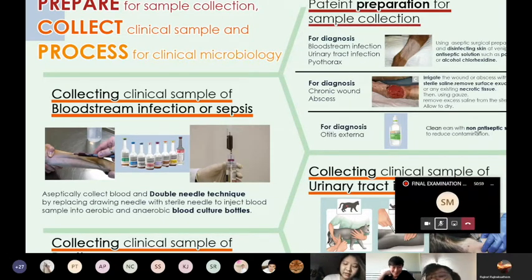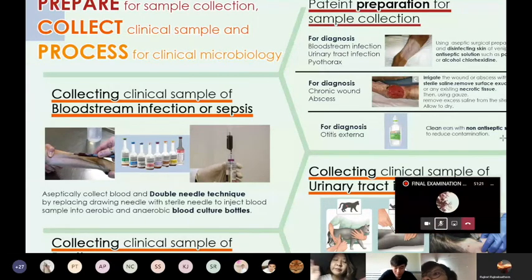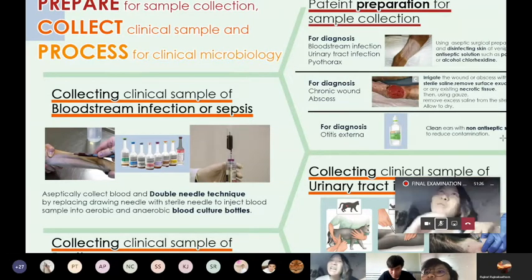Okay, my name is Satapongkot Maniwong. I have a question: why do we have to collect blood by the double needle technique? To protect against contamination from commensal bacteria from the skin, I think.